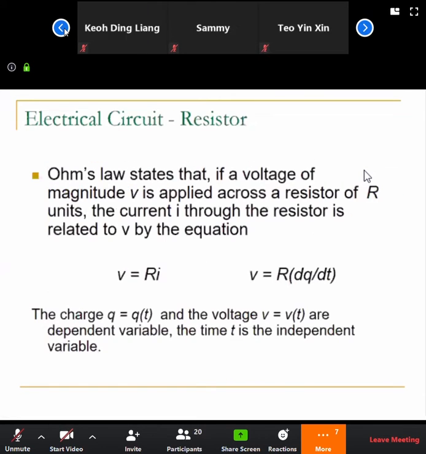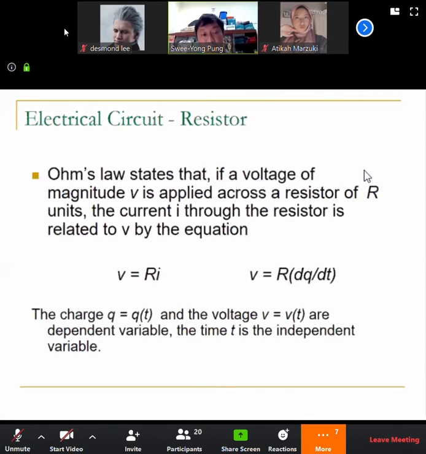And when we discuss resistor, we will relate it with Ohm's law, where it states V equal to IR. The current flowing through the resistor when we apply voltage across it is equal to the voltage divided by R. Okay, the ratio. This is about resistor.